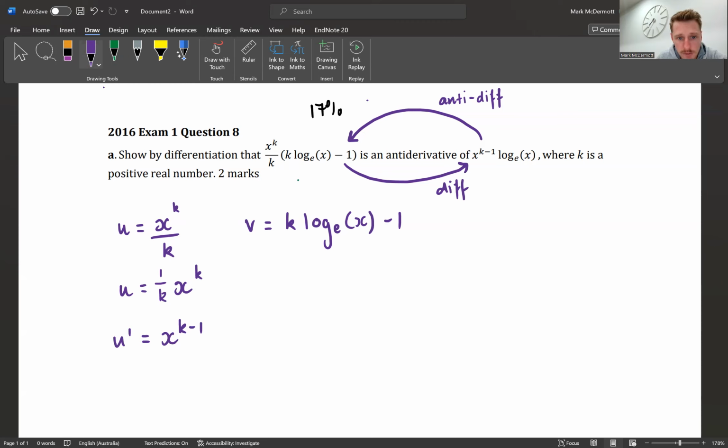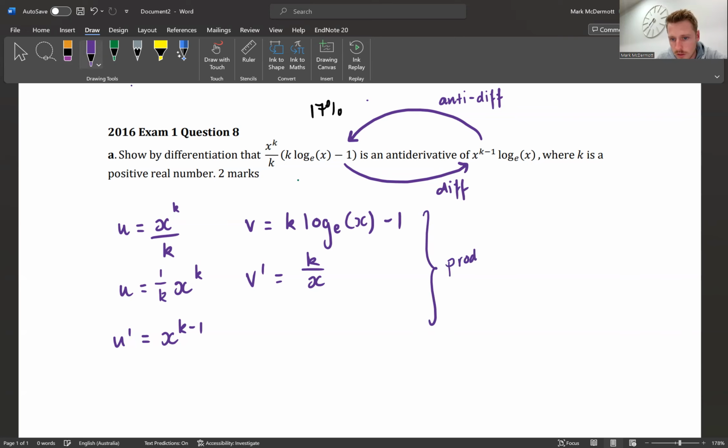And then v dash is a bit easier to differentiate. We know that the derivative of log base e of x, it's on the formula sheet, is 1 on x. And then we're going to multiply by k, so it's going to be k on x. And the minus 1 goes away because it's got a constant gradient, so there's no change there. When you differentiate a constant, it goes to 0. And so then what we want to do is the product rule.